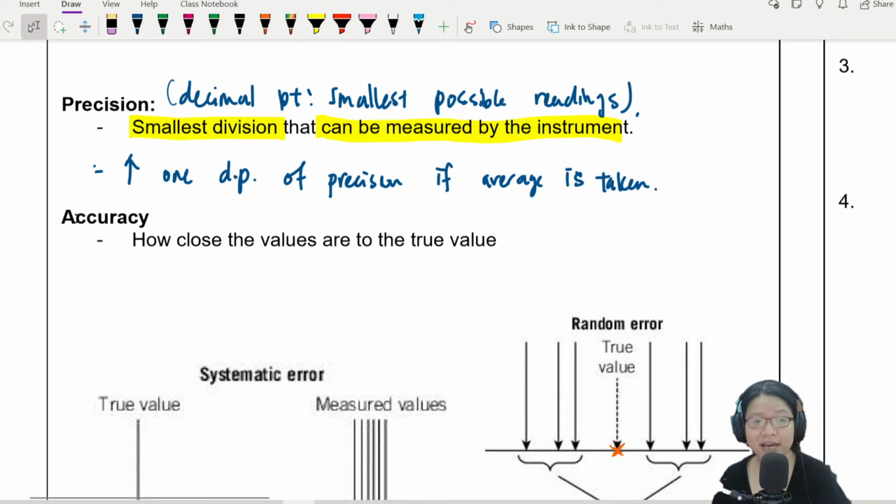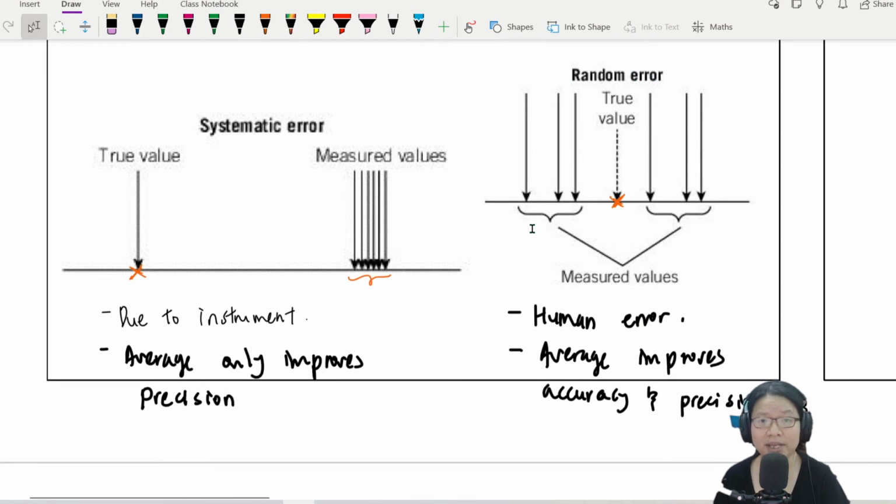We say a reading is accurate because the reading is close to the true value. Okay, we identify systematic and random error. Let's say, for example, your reading is not accurate.